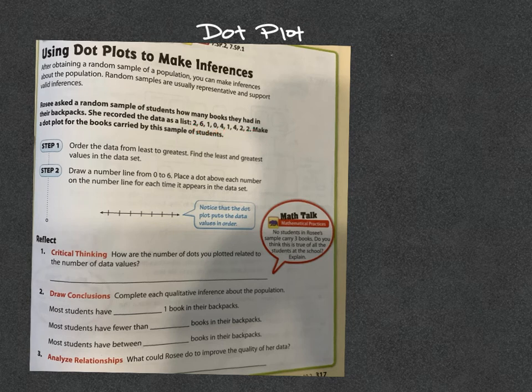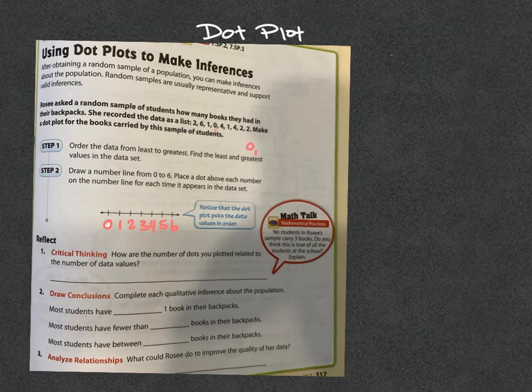To make a dot plot for the books carried by the sample of students, we're going to organize the information first in least to greatest order. We would take this set of data and go in least to greatest order, and then put the dots there. If you skipped the first step, it would be okay. You could skip it if you just put the dots where the numbers are. So we have 0, 1, 2, 3, 4, 5, 6. Now they say, let's do step 1 and put the numbers in least to greatest order.